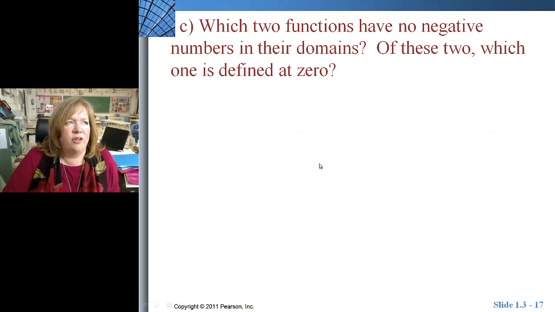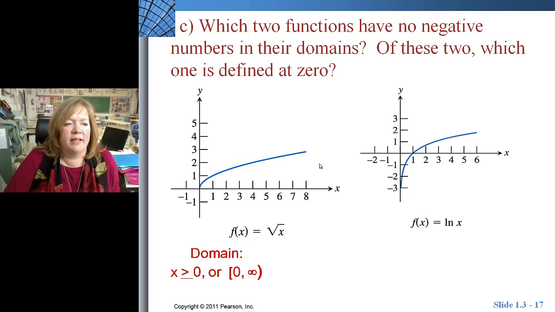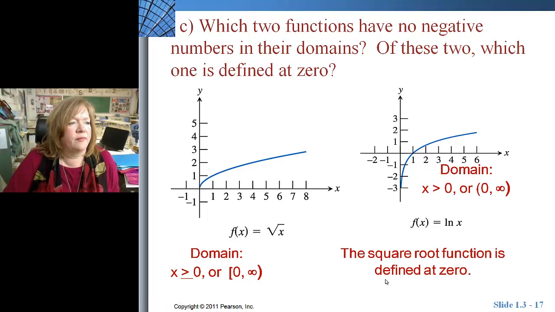Which two functions have no negative numbers in their domain? One of them is going to be the square root, and the other one is going to have to be the ln of x. Those two do not have any negative numbers. You can look at the picture and see that you don't have any values on your graph for the x's that are negative. Square root function is defined at 0, so it is not.